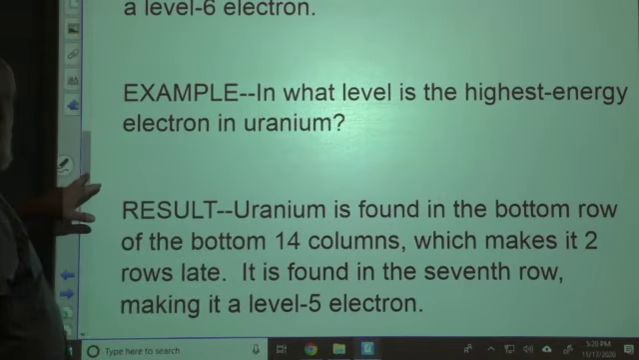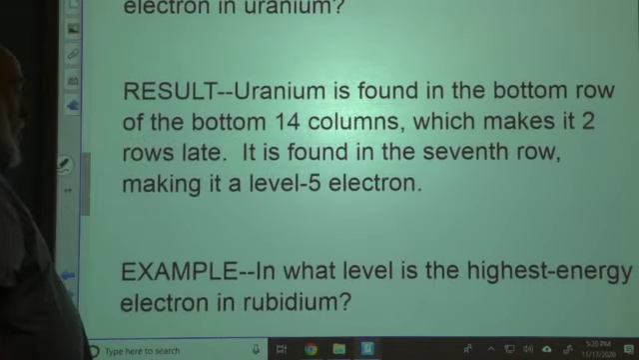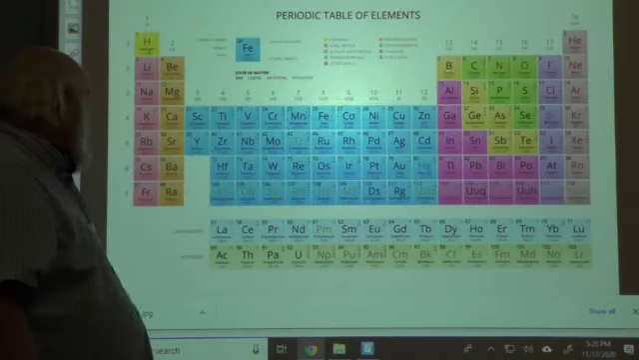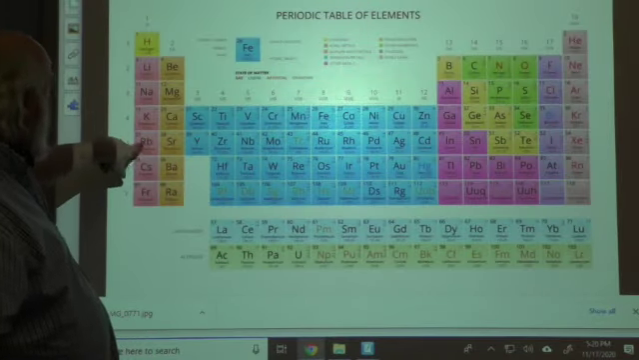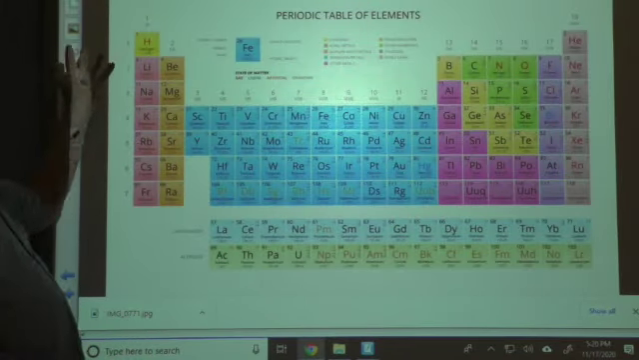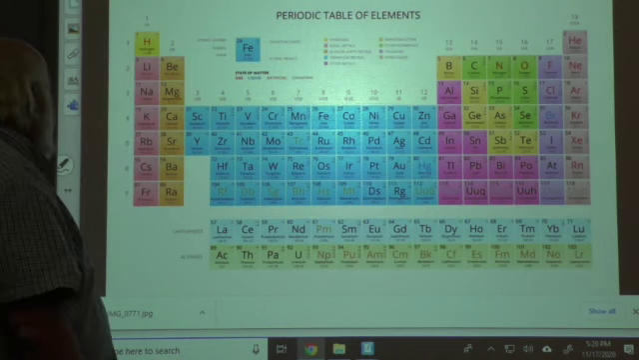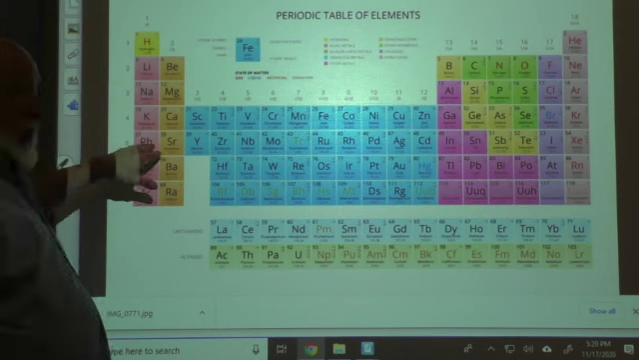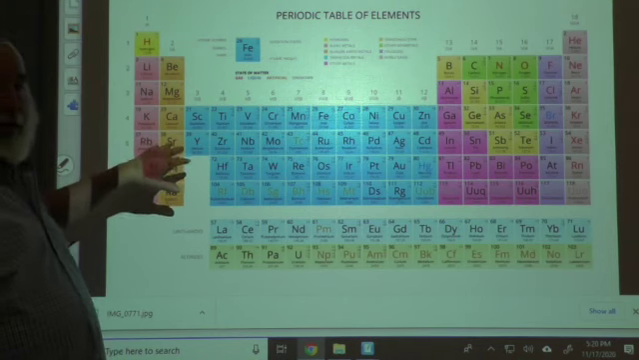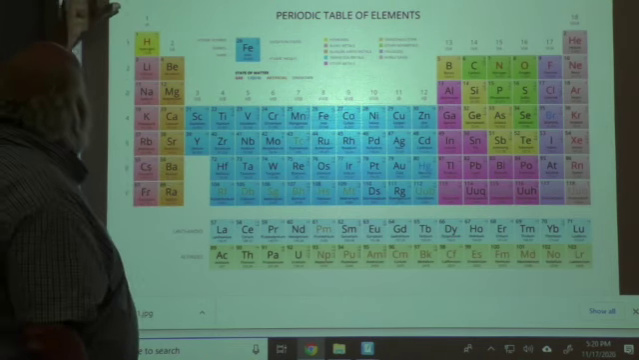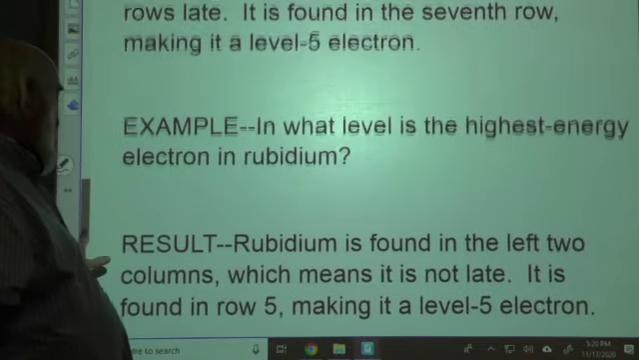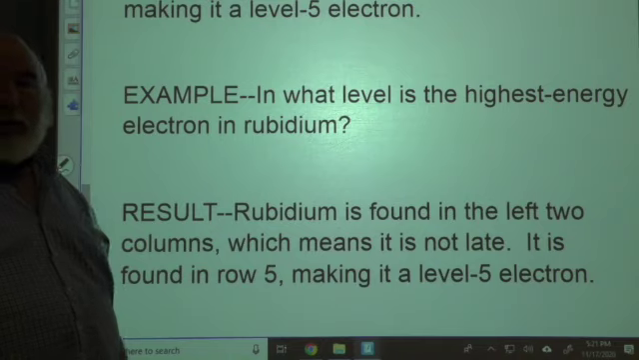Okay, last. What level is the highest energy electron in rubidium? Rubidium. All right, let's find rubidium here. Rubidium is that left 2 right here. Oh, look, column number 5 again. I have a thing for 5. So, because they are not late, that means it's going to be a 5th level electron. And I'm sure I got that right because I kind of remember typing that. And lo and behold, I did.